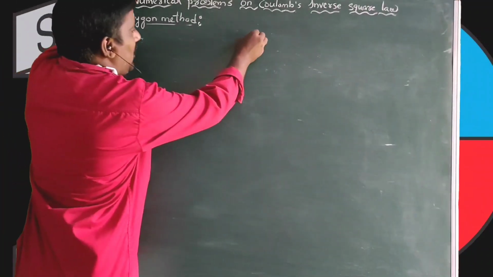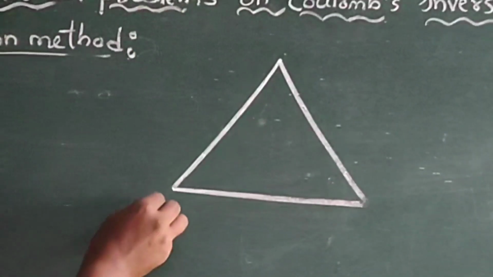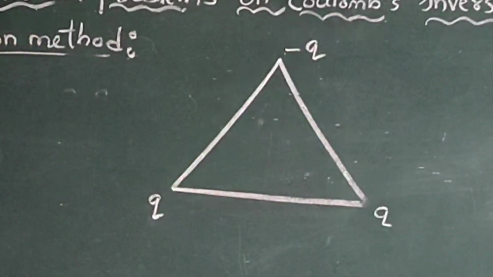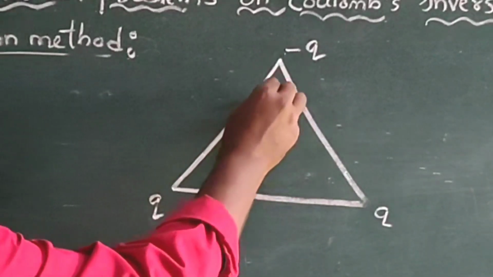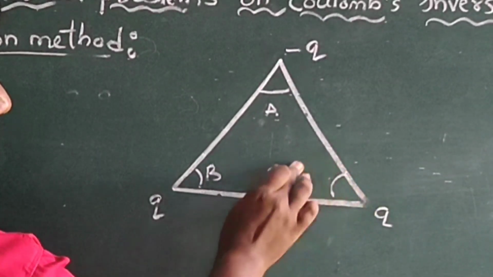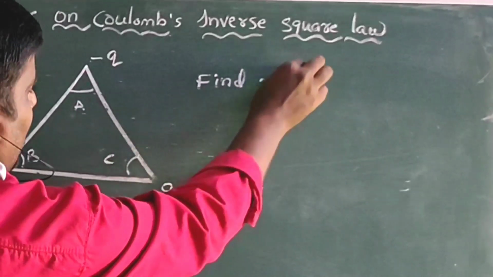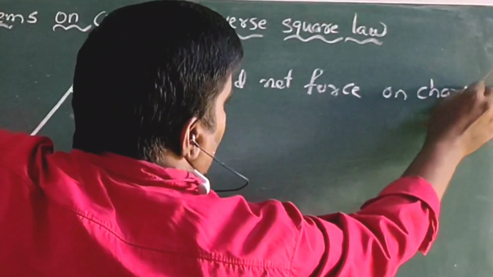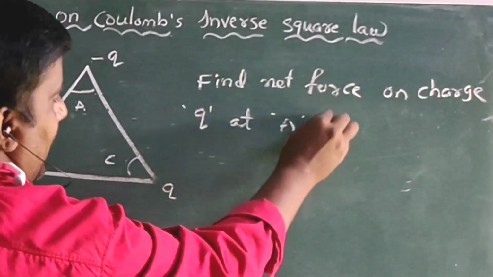Now if the equilateral triangle consists of three charges, I consider Q, Q, and this is minus Q. So I consider this is the vertex A, this is the vertex B, and this is the vertex C. So find the net force on charge Q at A vertex.